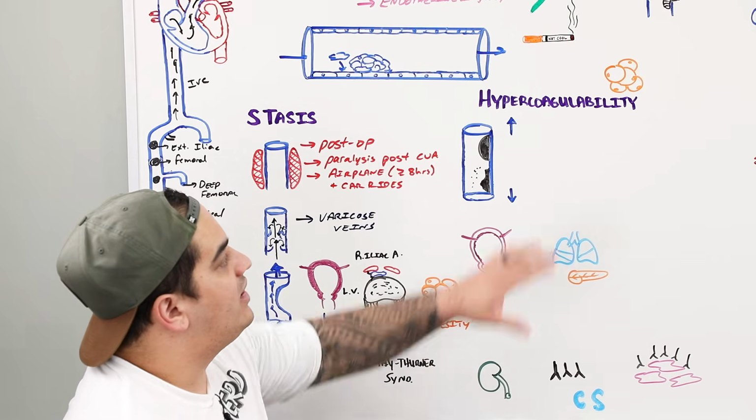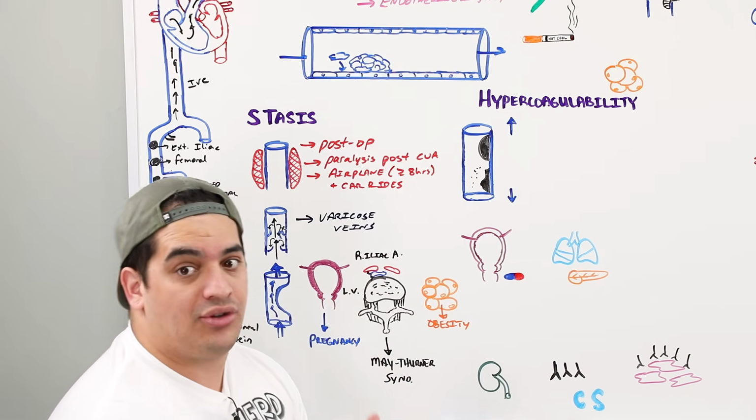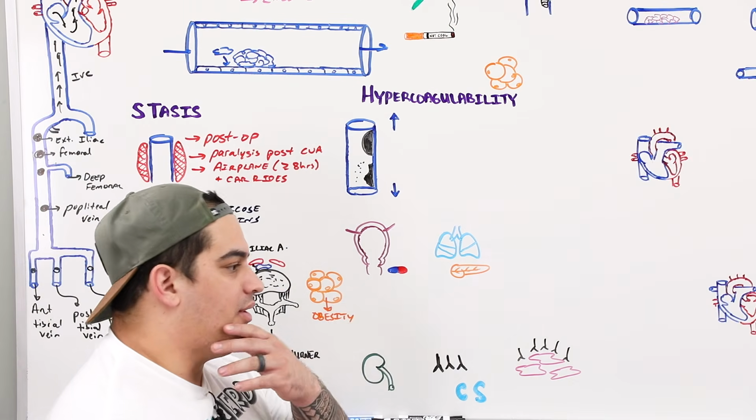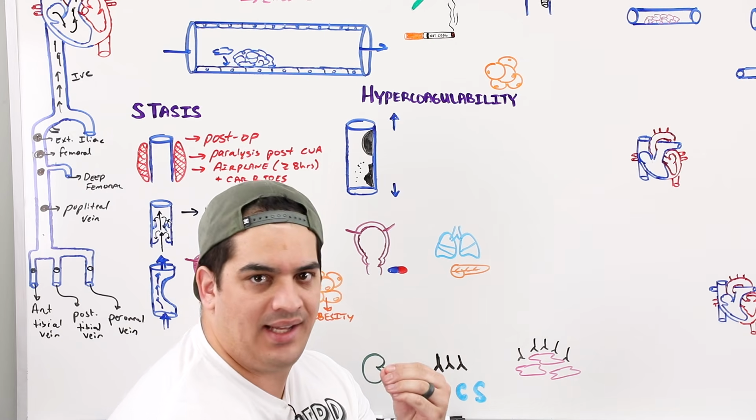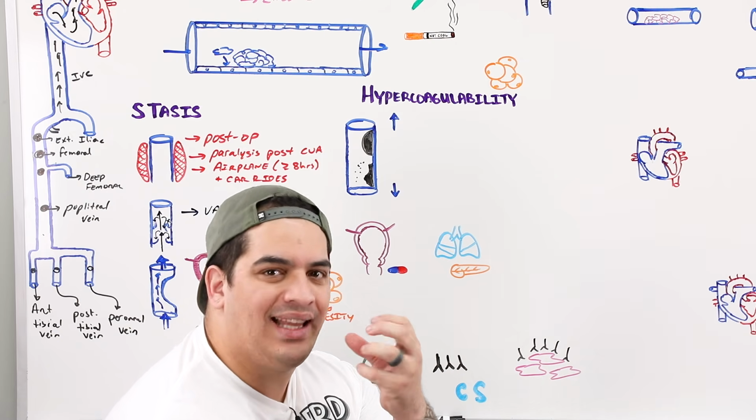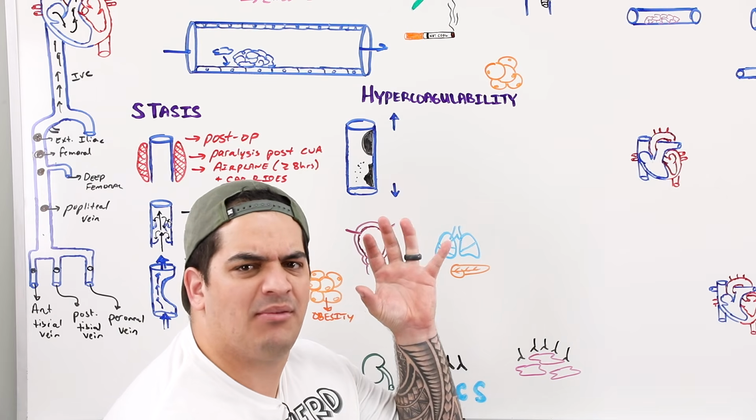All right, let's talk about the second component of Virchow's triad. The second thing that Virchow said is, okay, let's think about things that can cause an increase in hypercoagulable states, where there's a problem with the coagulation system. There isn't an issue with the stasis of blood flow.